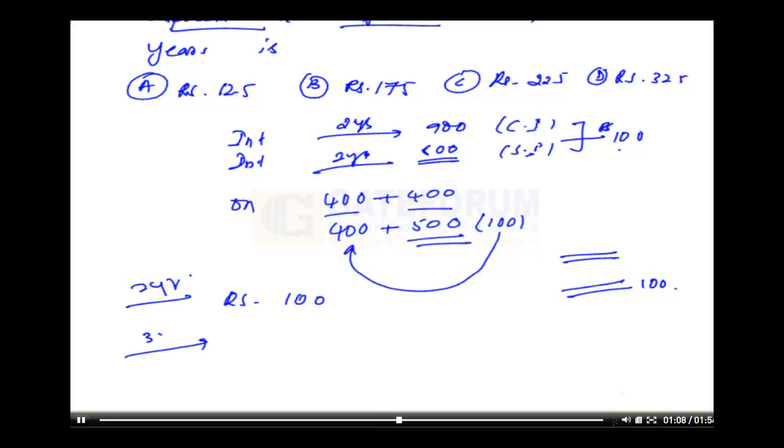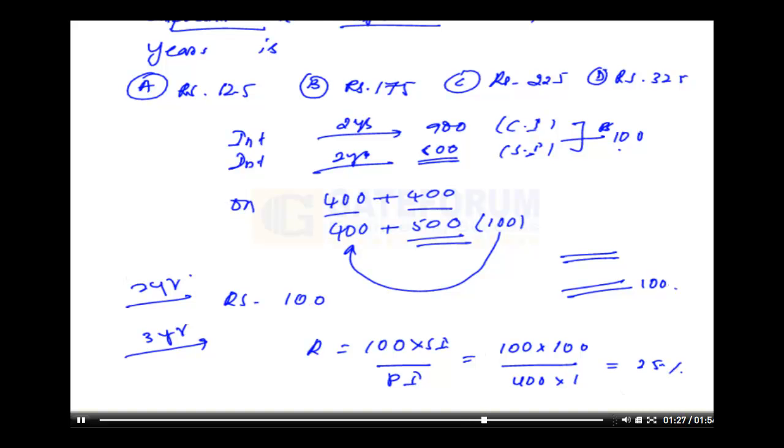Now we have to find the difference for the third year. As the interest is 100 rupees, from which we can find the rate of interest by using the formula R is equal to 100 SI by PT. If I substitute the values, we know 100 into simple interest is 100 by 400 is the principal into 1, which is 25%.